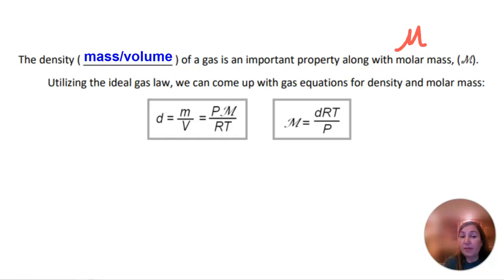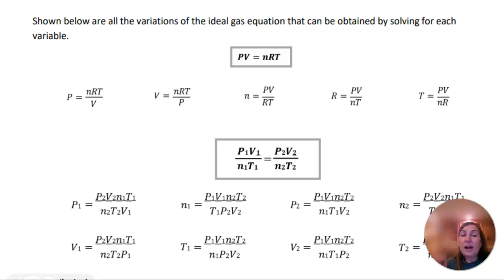Another way of looking at this is to look at these different gas laws and try to rearrange them. For example, we can say density is mass over volume, and we can start rearranging. We can come up with an equation for density as pressure times molar mass divided by the gas constant times temperature, or molar mass as density times the gas law constant R times temperature divided by pressure. So, different ways of looking at these.